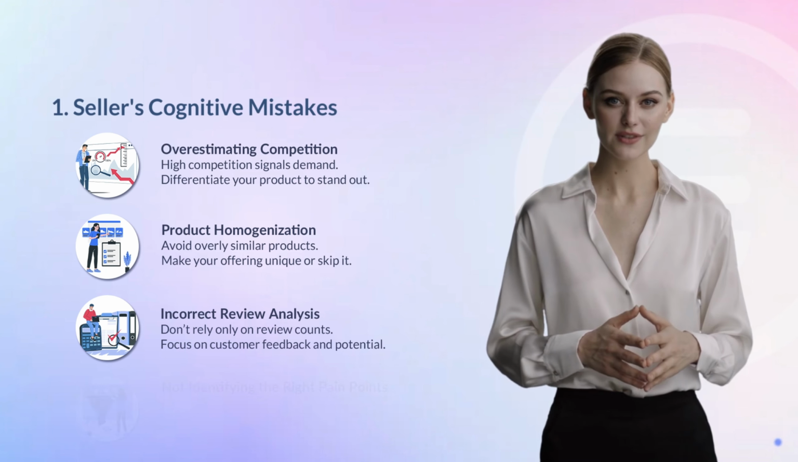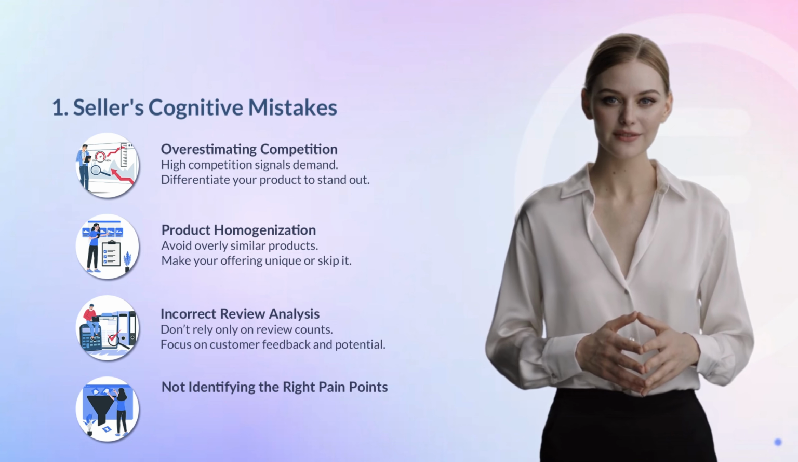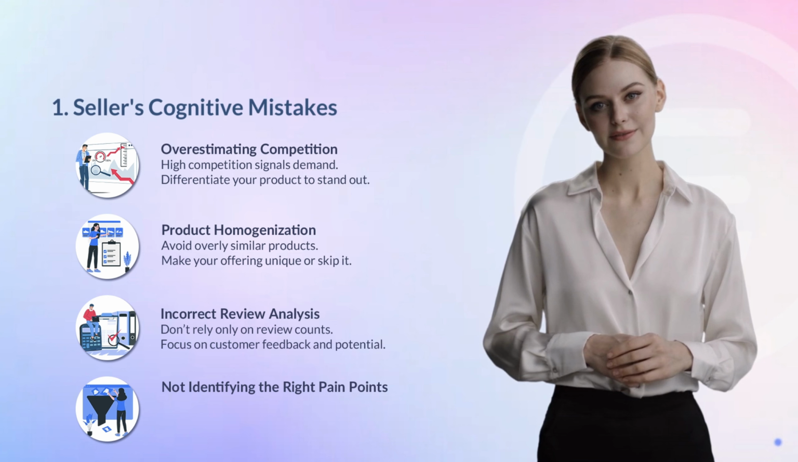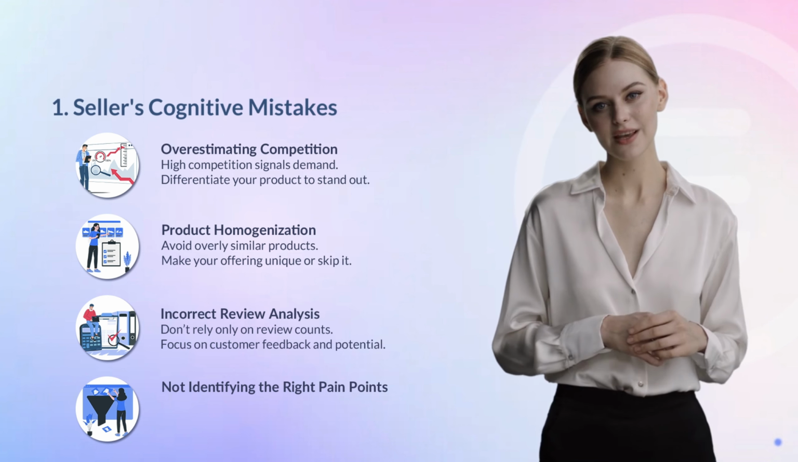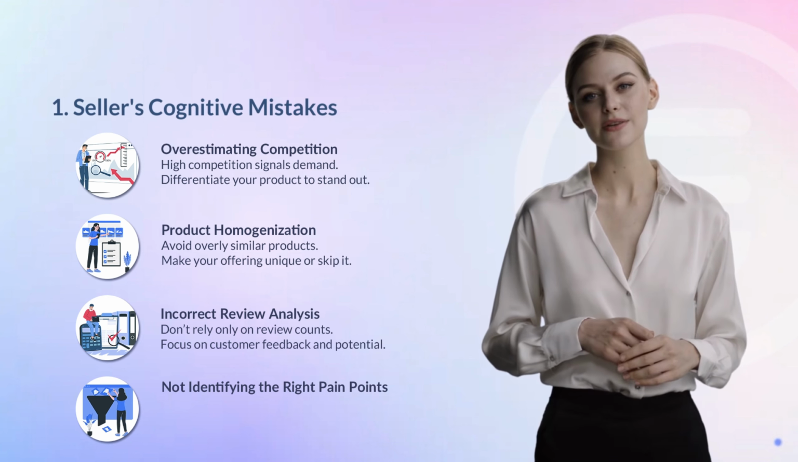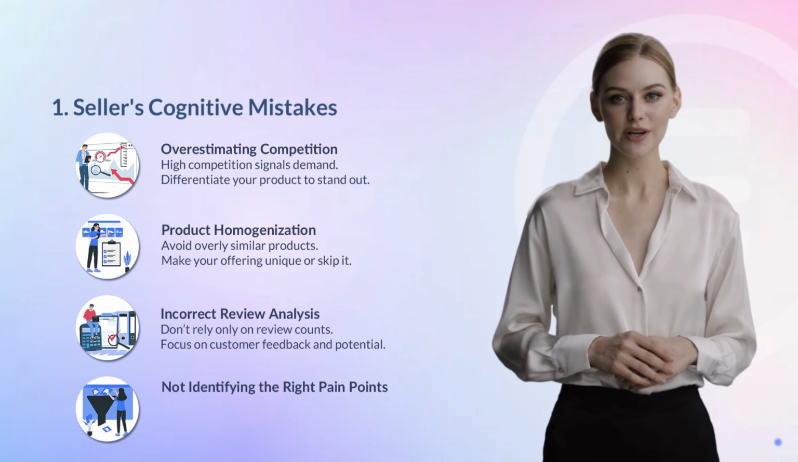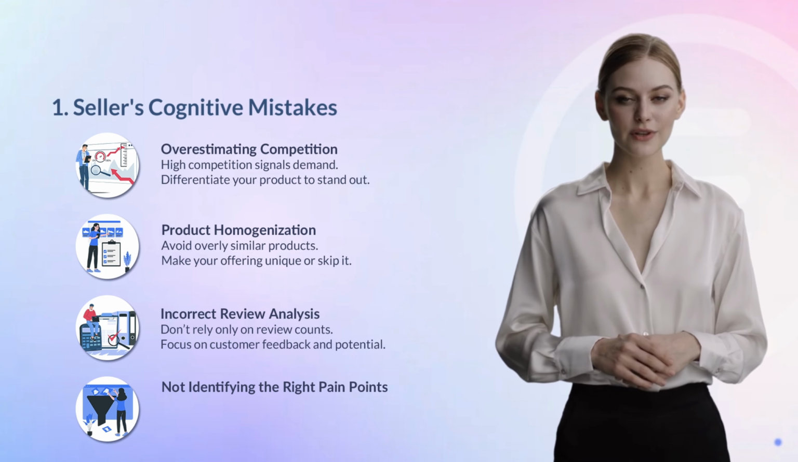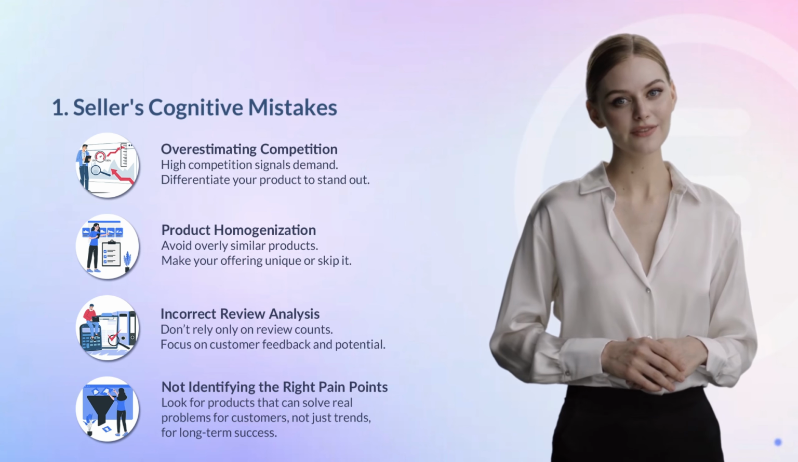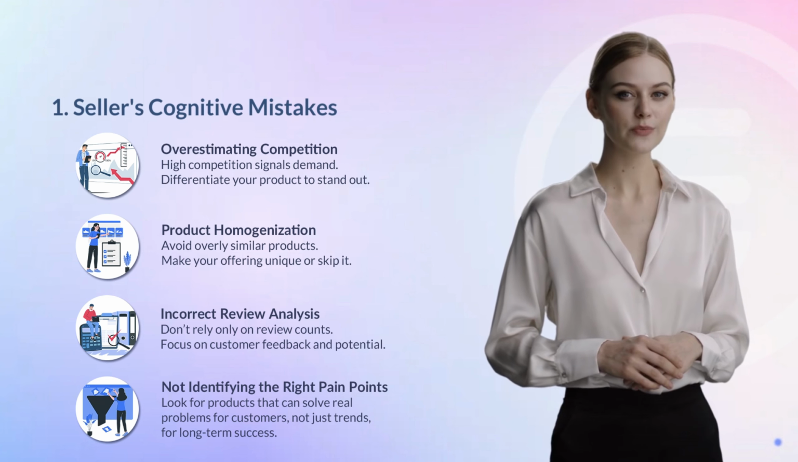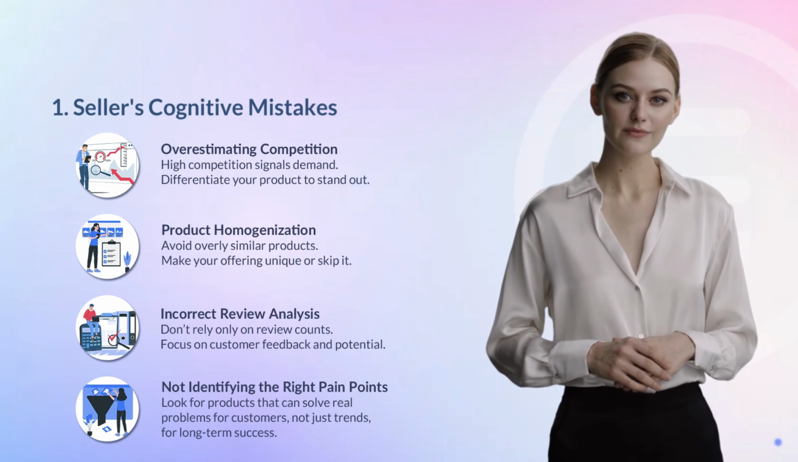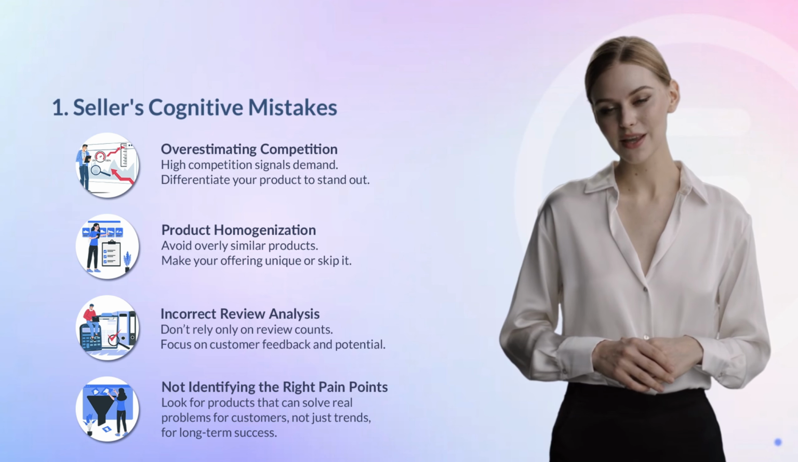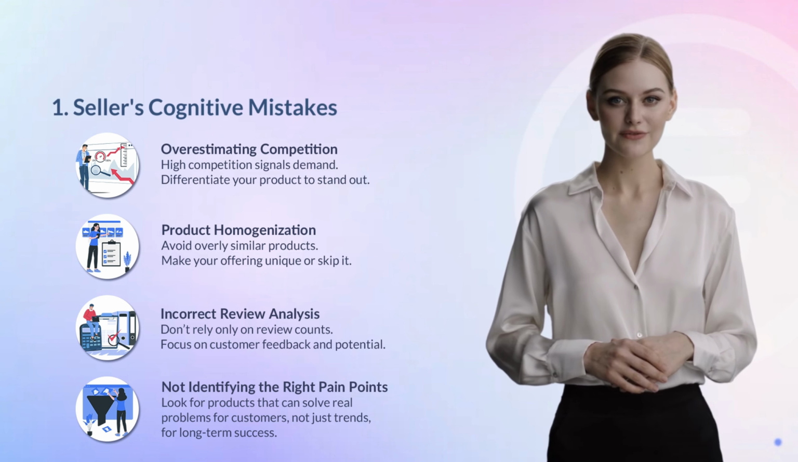Lastly, let's talk about not identifying the right customer pain points. Some new sellers chase trending products when they start their business on Amazon. While this might bring in quick sales, it's not sustainable in the long run. This happens because they don't consider what problem the product solves for customers. A successful product should not just be something people want, but something they need. Look for products that address specific needs. For example, ergonomic office chairs relieve back pain for people who spend long hours at a desk. When you solve a real problem, customers will flock to your product because they'll see its value.